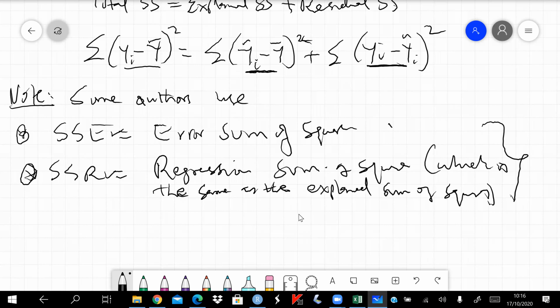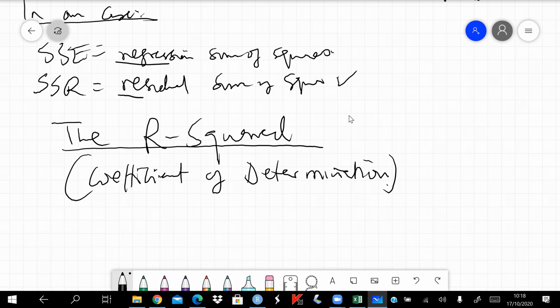So I want us to look at the R squared, which is one of the statistics that is very important in regression analysis. The R squared is also known as the coefficient of determination, and it simply gives us the ratio between the explained variation, or the explained sum of squares, and the total sum of squares. If the model is fitting very well into the given data, then we expect that R squared should be very close to 1, or should be as large as possible.